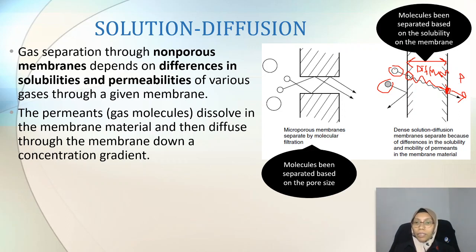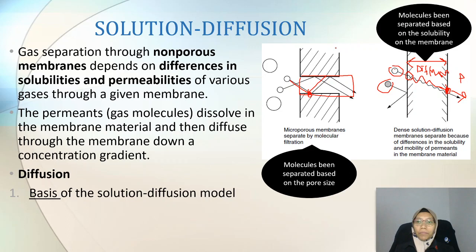If you can see, this one is where you have a pore on your membrane, and this one has no pores at all. Here the expression can occur when the gas collides with the membrane wall. But in this one, the gas needs to absorb into the membrane material, diffuse, and dissolve back to the permeate side.